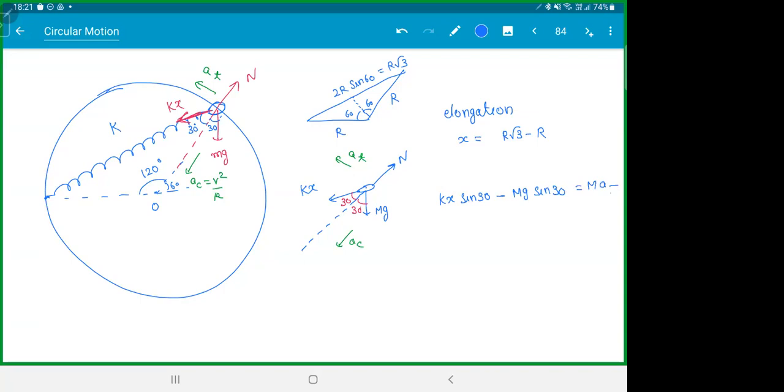mass into A tangential. So just resolve the forces along the normal and perpendicular to normal. And this direction would be n. This would be Kx cos 30 plus mg cos 30. I'm resolving the forces along the normal, minus normal reaction is mass into centripetal acceleration. From here you get the value of n. Please check.